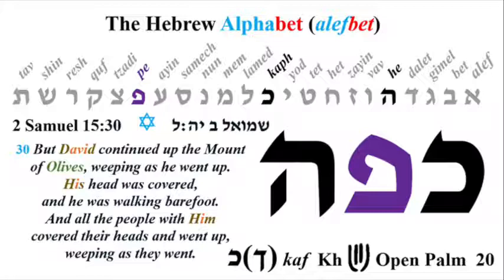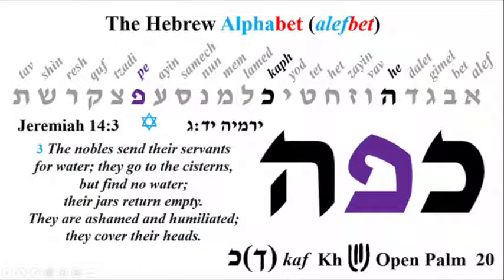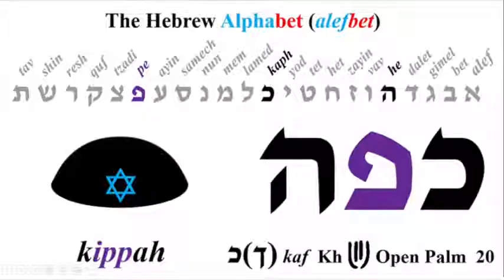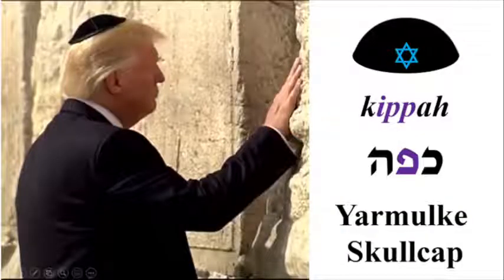In Jeremiah 14:3, it says, "The nobles send their servants for water. They go to the cisterns, but find no water. Their jars return empty. They are ashamed and humiliated, and they cover their heads." Again, covering of the head. Okay, there's enough clues. What is this word? It's Kaph, Pei, Hey. It's kippah. Okay? And the Jews cover their head, the Jewish males, and the Jewish women also. Sometimes you'll hear it called a yarmulke, okay, or a skull cap.